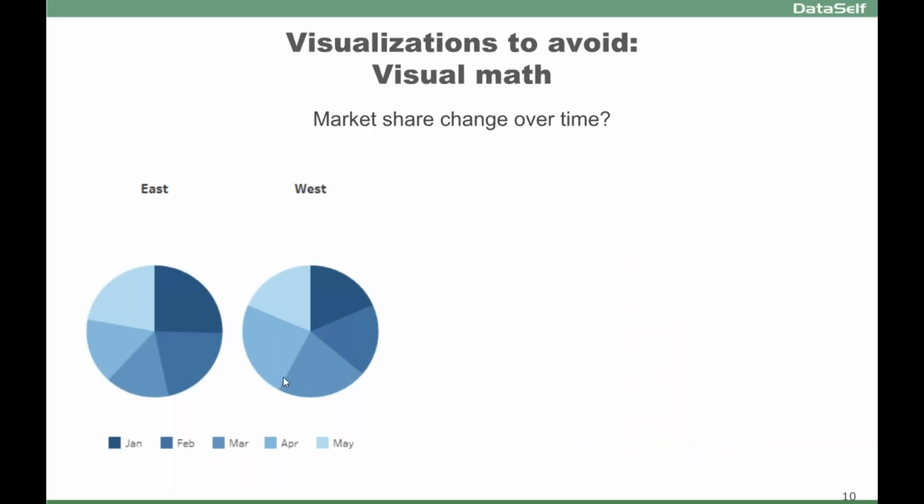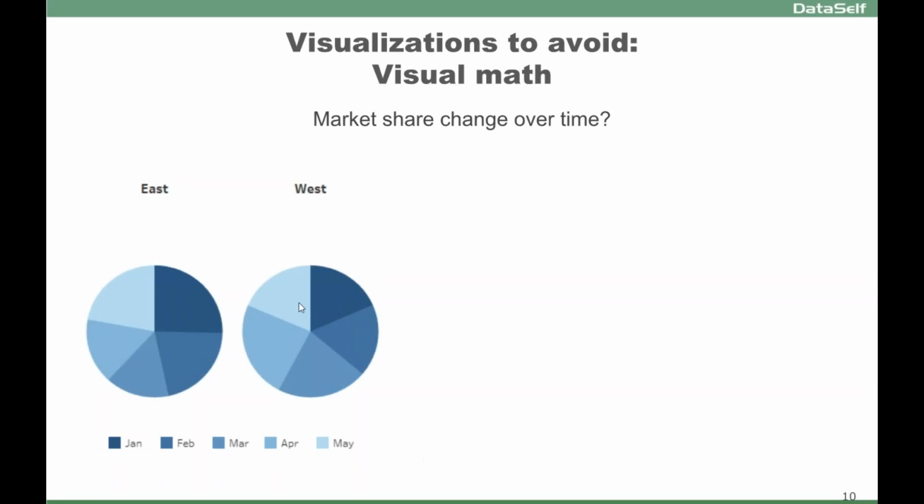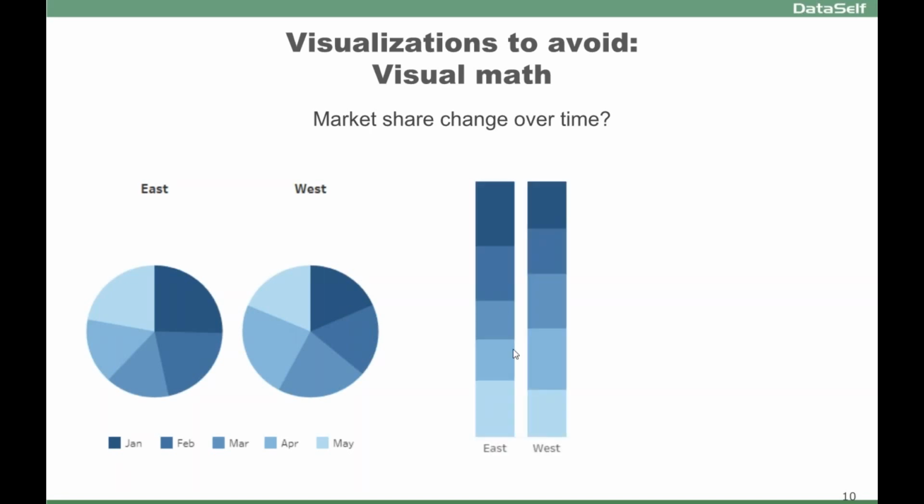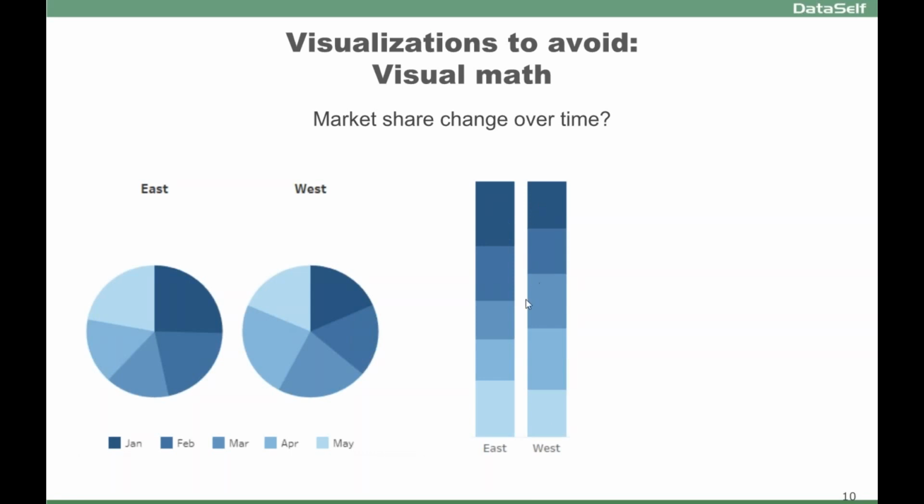Don't make people do visual math. It can be very hard. So if I ask, what is the market share change over time? I have different months, different territories, and if I try to understand it using the pie chart, it's very hard. If I use this perspective, it's so much easier. So east to west, it's a decline. In May, the west is less. In January, east is so much bigger than west. So this is a little better to get the representation.